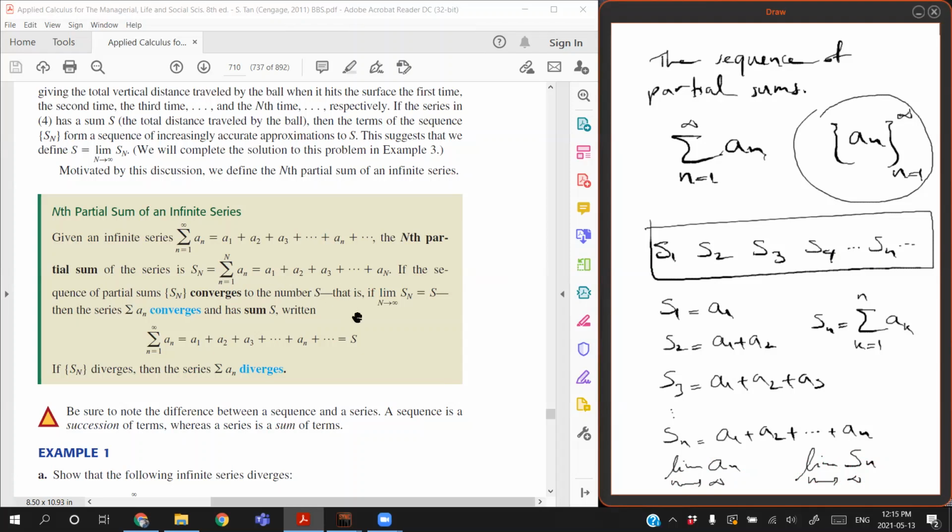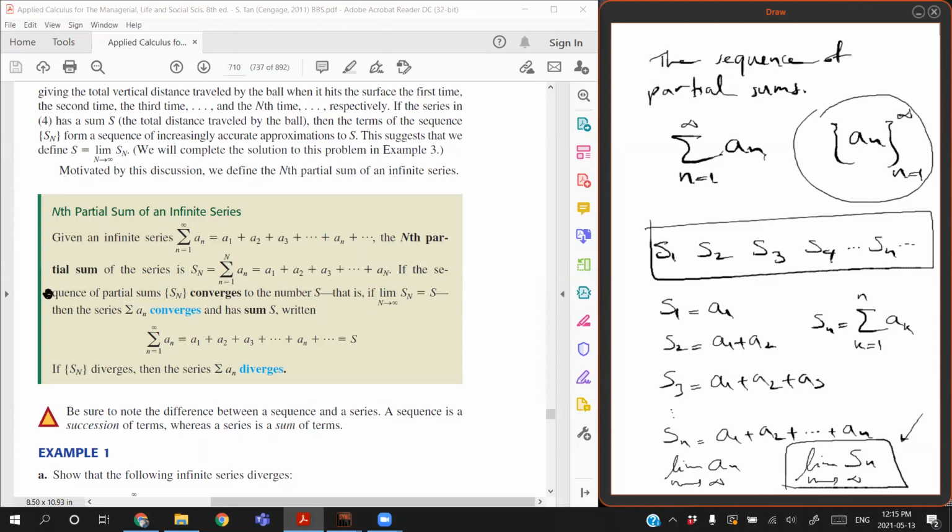Now, if this sequence of partial sums converges, in other words, if this limit over here exists, then you would say that the infinite series converges. But if the sequence of partial sums does not converge to any finite number, you would say that the series diverges or is divergent.